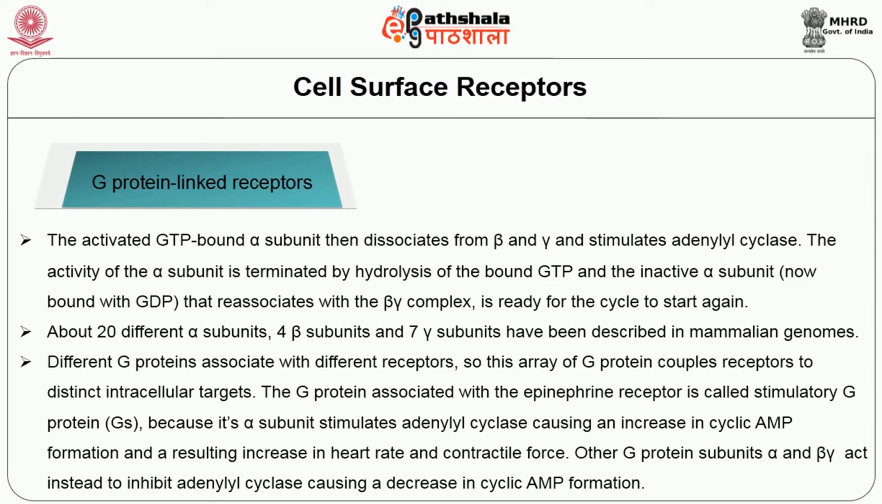The G protein associated with the epinephrine receptor is called the stimulatory G protein, GS, because its alpha subunit stimulates the enzyme adenylyl cyclase, causing an increase in cyclic AMP formation and resulting in an increase in the heart rate and contractile force. The other G protein subunits, alpha and beta gamma, act instead to inhibit the enzyme adenylyl cyclase, causing a decrease in cyclic AMP formation.